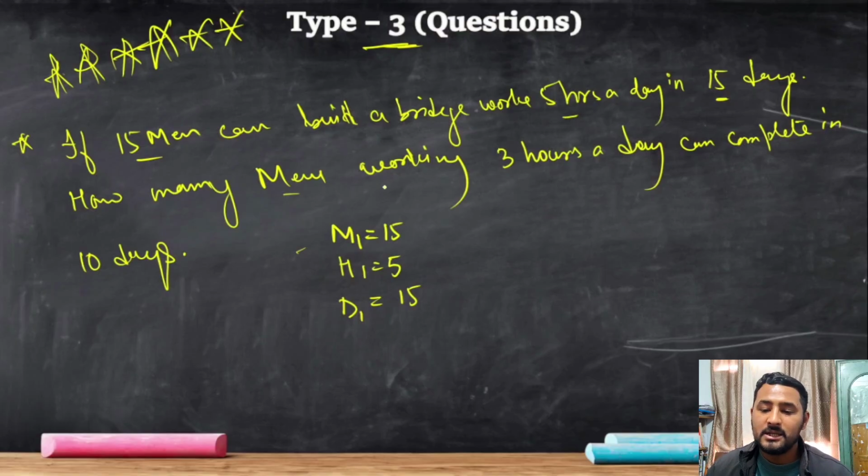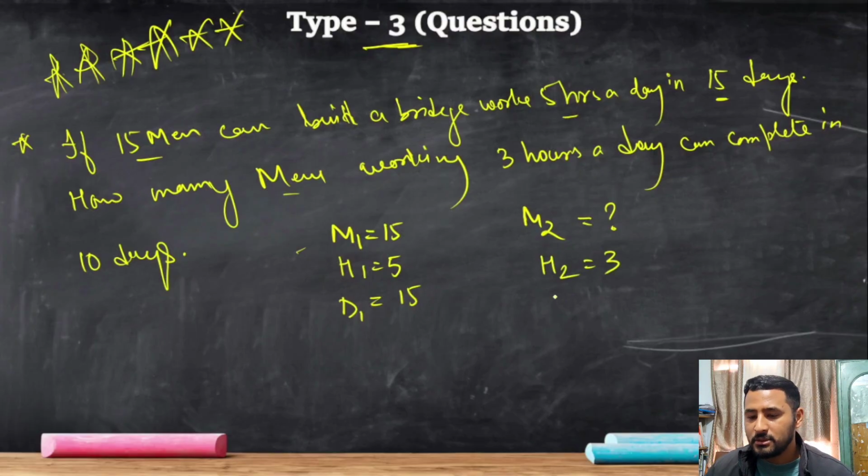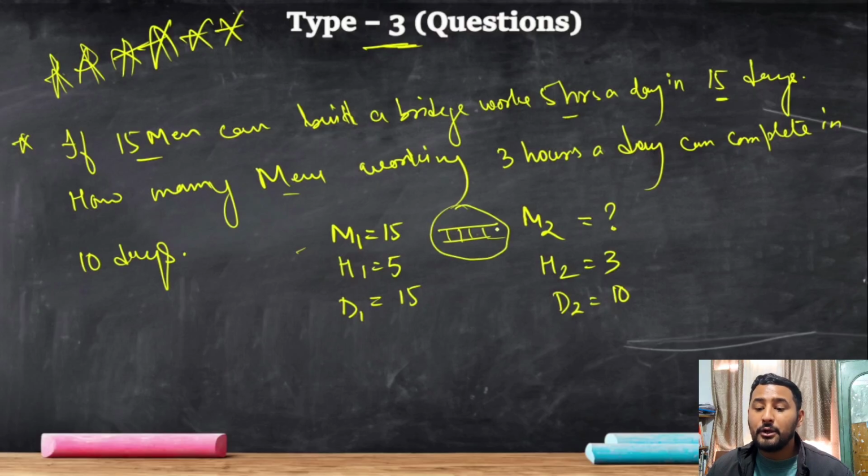Also, the work is the same, because they are working on the same thing. They are building the same bridge, but the only difference is that different numbers of men are given, different hours, and different days. So let's see now. M2 we don't know. Then 3 hours a day, H2 will be 3, and days, T2 will be 10. So they are building the same bridge, which means they are doing equal work.